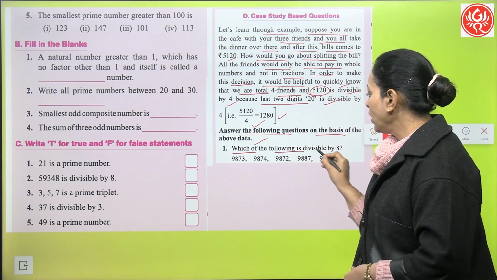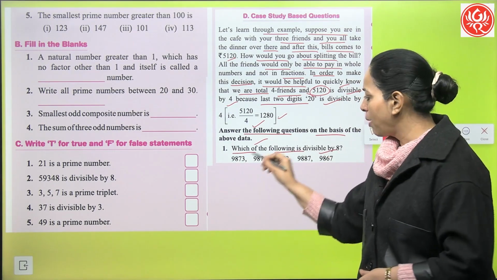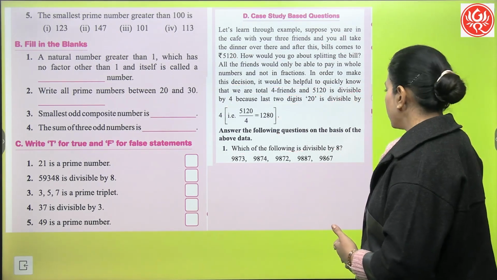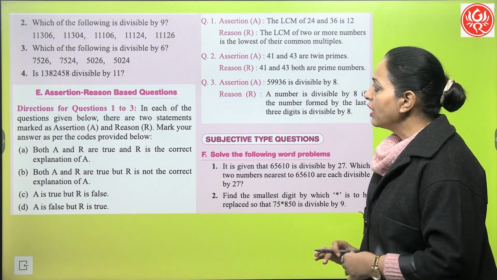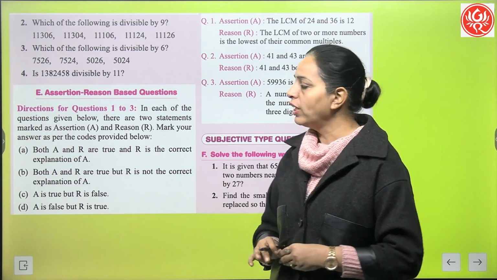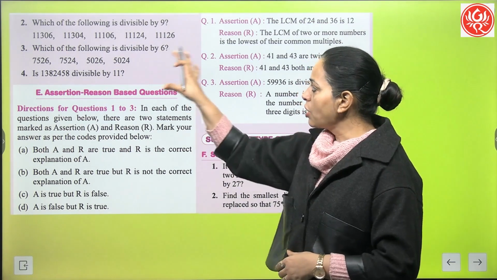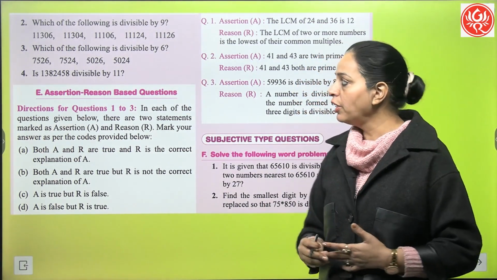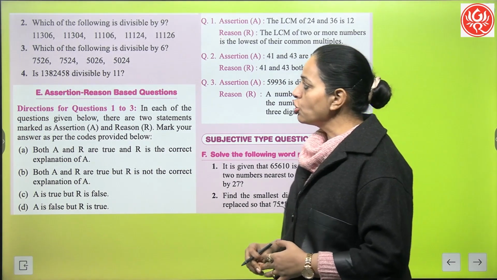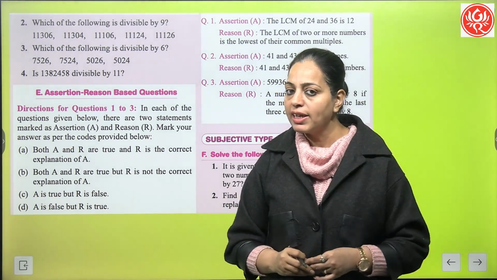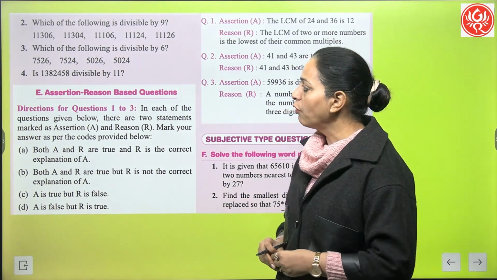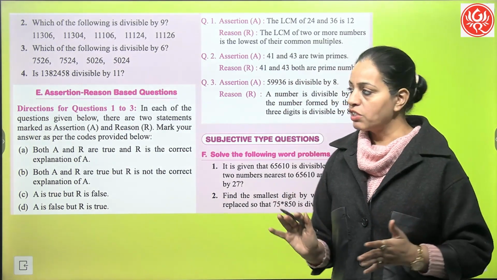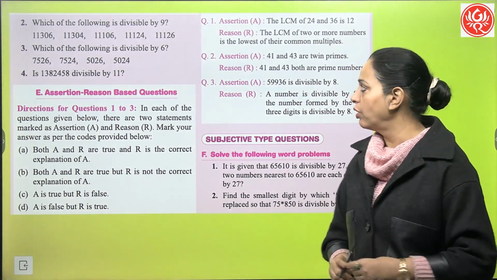So answer these questions on the basis of the above data. Which of the following is divisible by 8? Some numbers are given, we can check. Which numbers are divisible by 8? Okay. The second one: which of the following is divisible by 9? Some numbers are given, we have to check whether they are divisible by 9 or not. The third question is: which of the following is divisible by 6? We can check it. And the fourth one: is the given number divisible by 11? So you can try this one on your own, right?